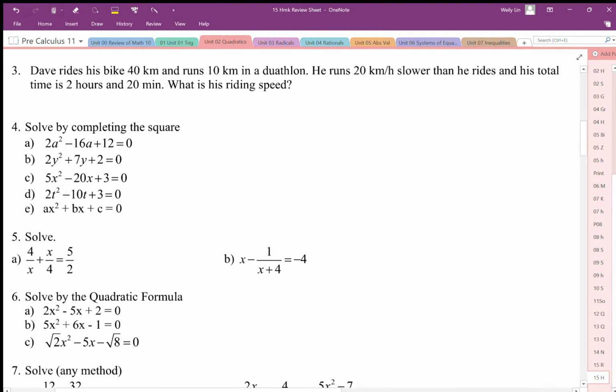Question number 3 says that Dave rides his bike 40 kilometers and runs 10 kilometers in a duathlon. He runs 20 kilometers an hour slower than he rides, and his total time is 2 hours and 20 minutes. What's his riding speed? So first of all, I'm just going to state my variable. I'm going to let x equal riding speed.